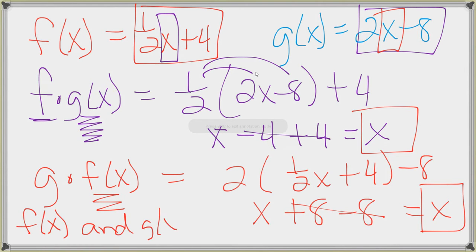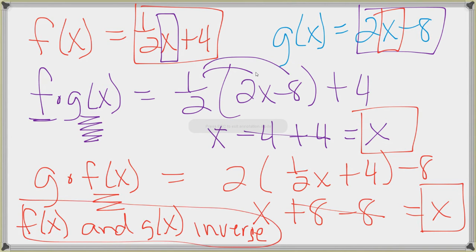So when we plug g into f, everything canceled but x. When we plug f into g, everything canceled but x. That means that f of x and g of x are inverse functions. Okay. If not everything cancels out except the x in either one of those, then they're not inverse functions. Every time, if they are inverse functions, everything will cancel but the x.